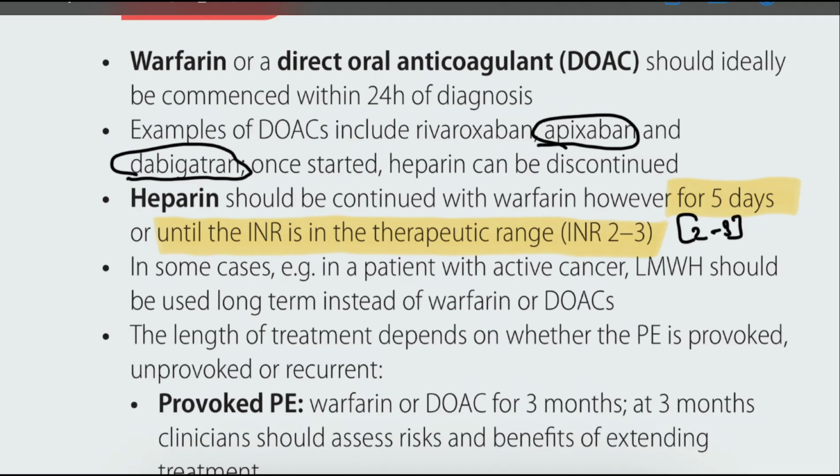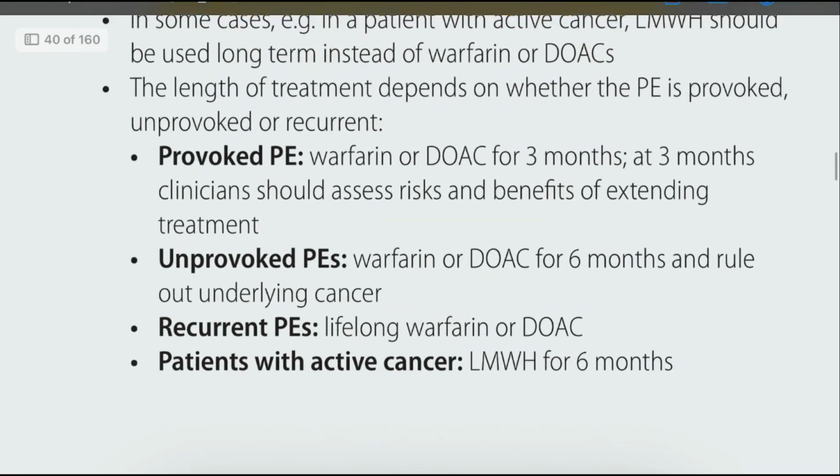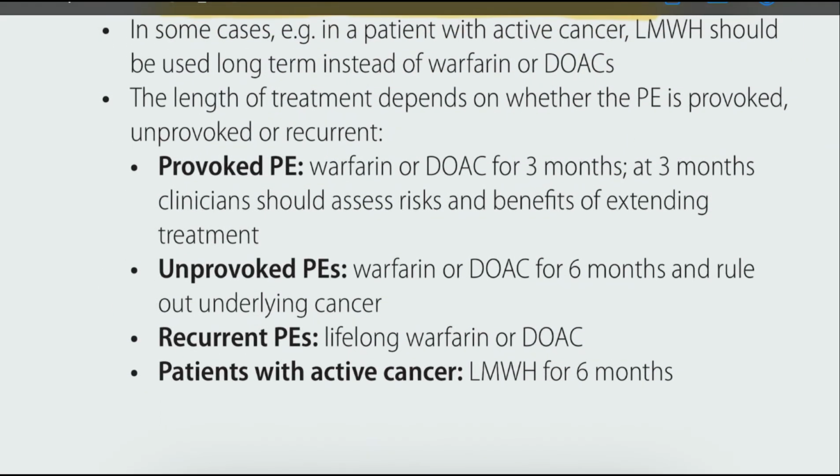Okay, in some cases, for example in a patient with active cancer, low molecular weight heparin should be used long term instead of warfarin. And the length of treatment depends on whether the pulmonary embolism is provoked, unprovoked or recurrent. So we have a total of 4 different types of pulmonary embolism that we can see.